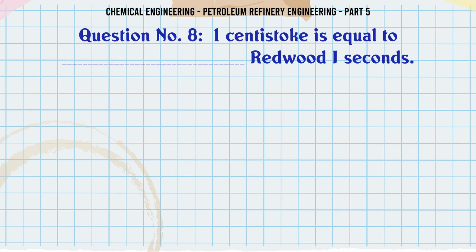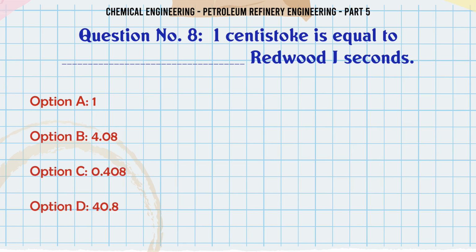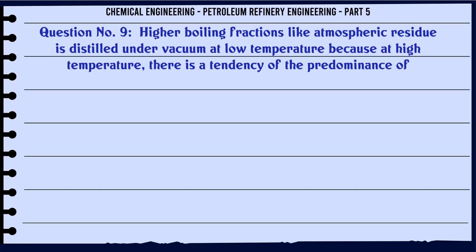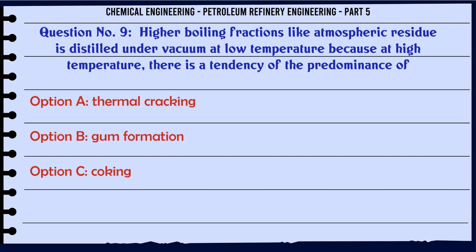1 centistoke is equal to Redwood I seconds. A. 1. B. 4.08. C. 0.408. D. 40.8. The correct answer is 4.08.